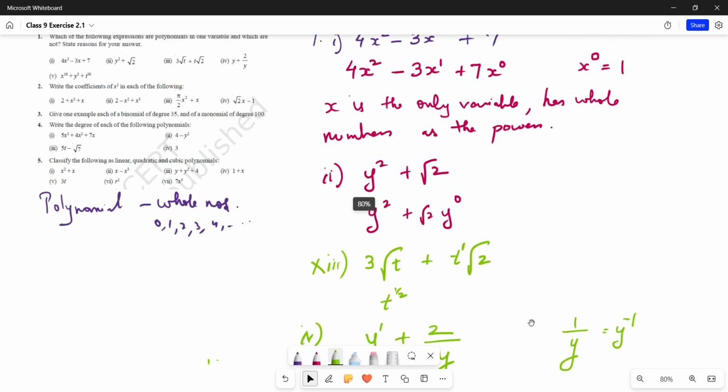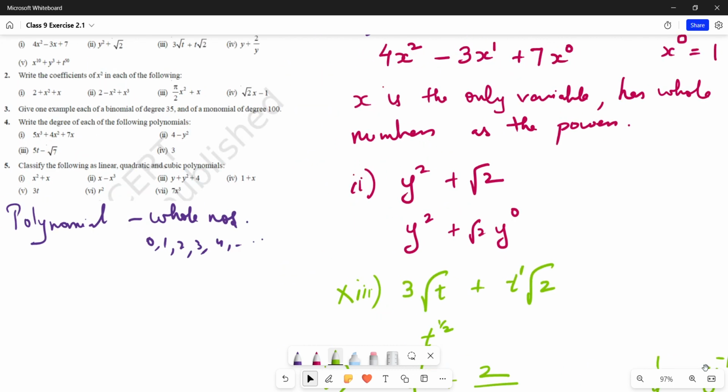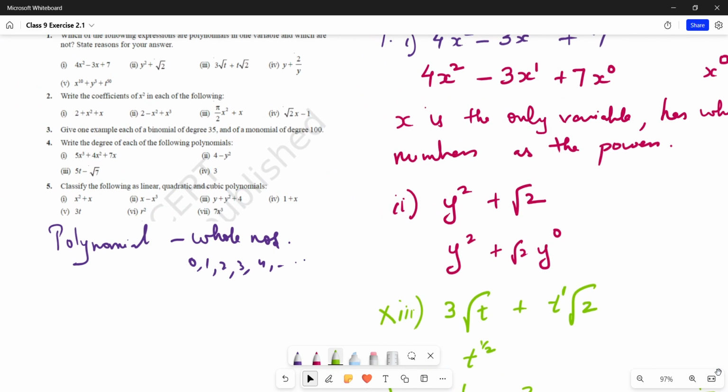And what about our final sum? The last sum is x to the power 10 y cube plus t to the power 50. It's very clear. You just forget the powers. You have three variables, x raised to some power plus y raised to some power plus t raised to some power. So though it's a polynomial, it is not in one variable. There are three variables. So your reason would be it's three variables x, y and t. So it's not a polynomial in one variable.